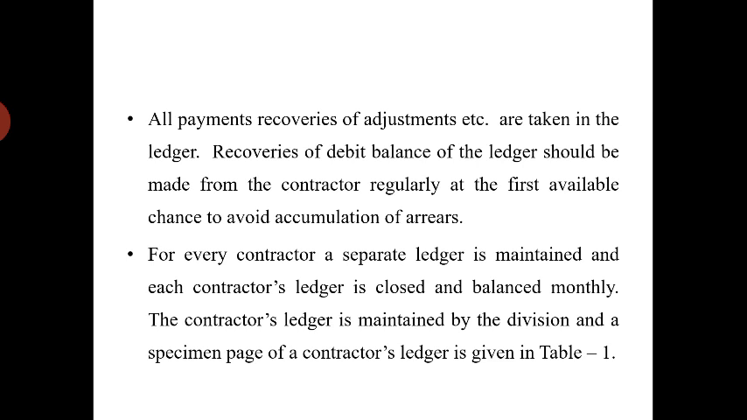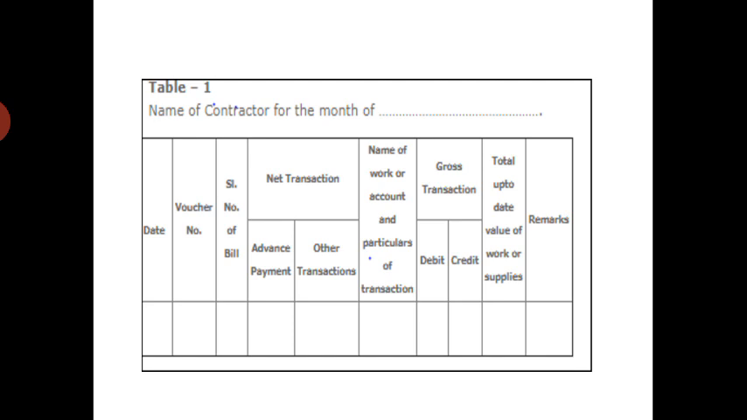The contractor's ledger is maintained by the division, and a specific page of the contractor ledger is given in the table. This is how it should be maintained. You can see in this the date is there, and the voucher number, as I already said. Then the serial number of the bill; each and every bill has a serial number. Then net transactions, advance payment, how much you are taking, other transactions, what kind of work you have done, then the particulars of that work, like the tendering and the contract agreement. All those things have to be mentioned.